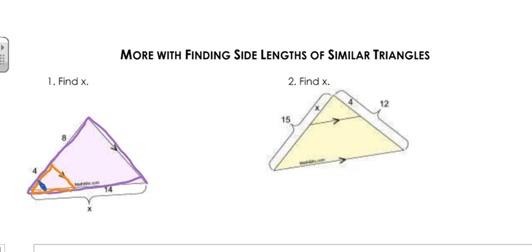Well, notice, and this is the piece that's new, this is the piece that's different. Notice that that blue angle is an angle in my little orange triangle, and the blue angle is also an angle in my purple triangle. In other words, that blue angle is an angle in both triangles, and that is the reflexive property for angles. But that's only one pair of angles.